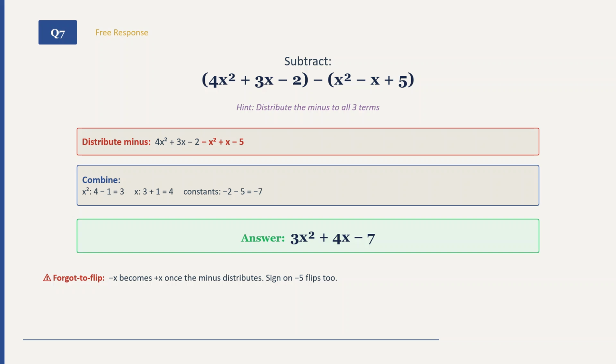Step 1. Distribute the negative. x squared becomes negative x squared. Negative x becomes positive x. Positive 5 becomes negative 5. Step 2. Combine like terms. 4x squared minus x squared gives 3x squared. 3x plus x gives 4x. Negative 2 minus 5 gives negative 7. The trap is only flipping the sign on x squared and leaving the other terms unchanged.